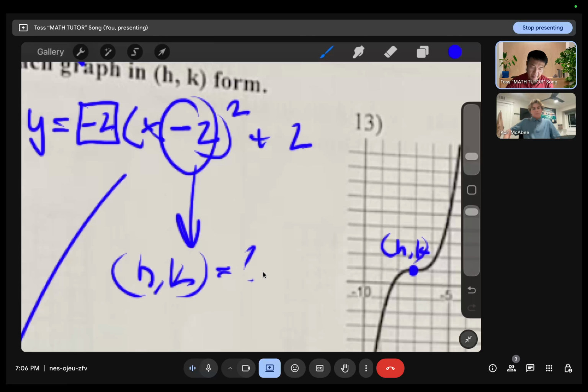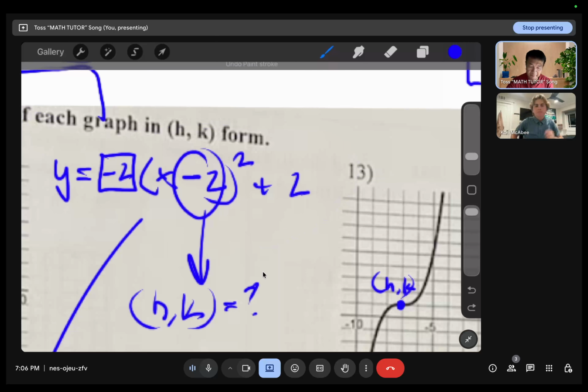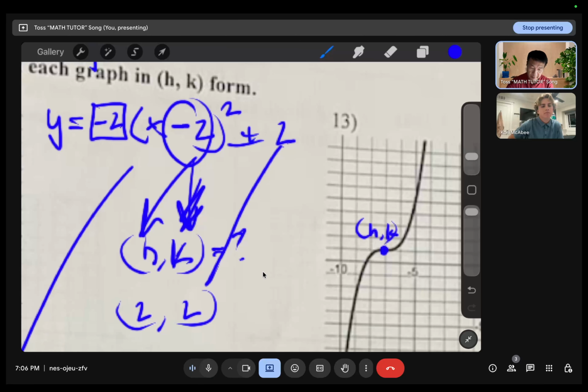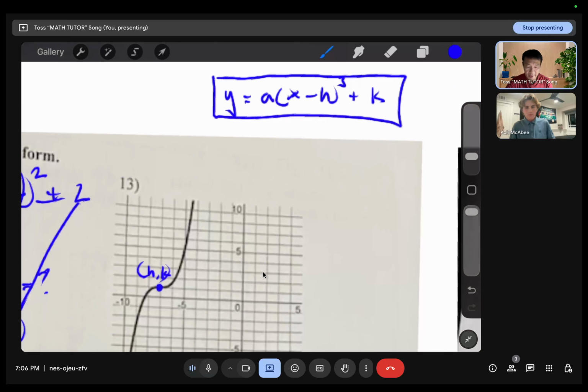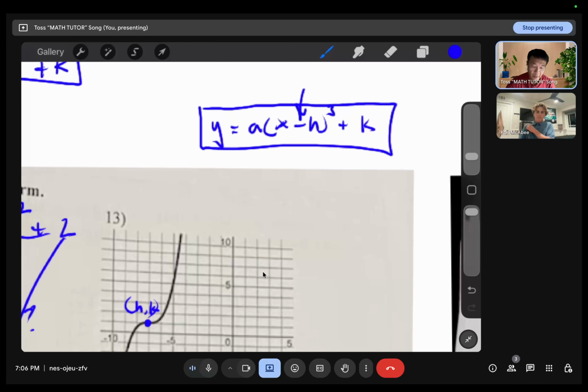What is HK? I'm making this up. If you're given this form and you have to find HK, make sure your H is opposite. So it'll be 2, which is opposite of that, comma 2 for the Y. This one is the only one that's opposite. So when you pull it out, it's opposite. When you plug in, it will be exact value because the negative is already set. It's set to stay.